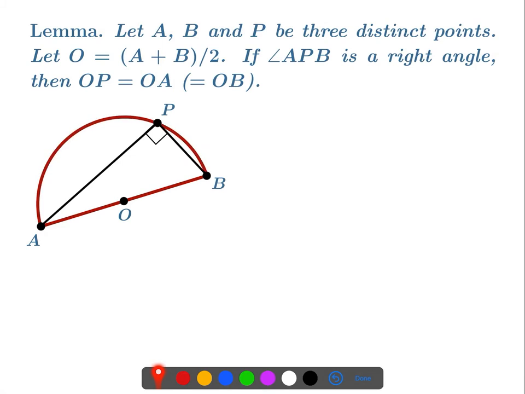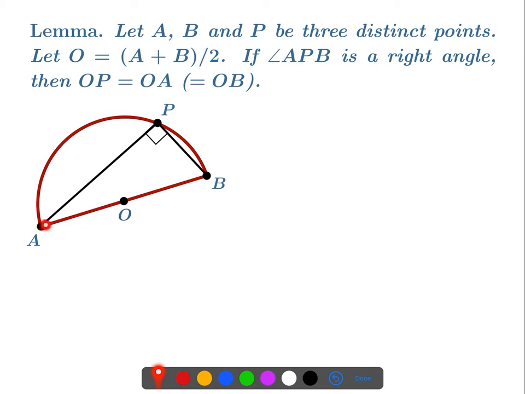So notice that's the same thing as saying that P is on the circle centered at O of radius OA, because then that will make OP and OA the same. So that's what we're trying to show, that in the situation that we had with the angle here being a 90-degree angle and O the midpoint of AB, that P has to be on this circle with diameter AB.